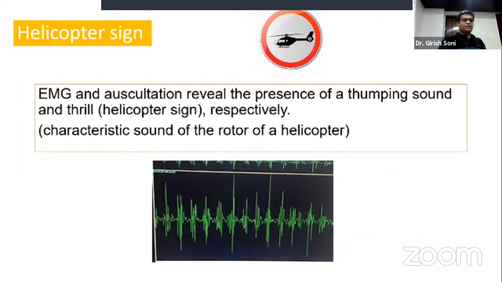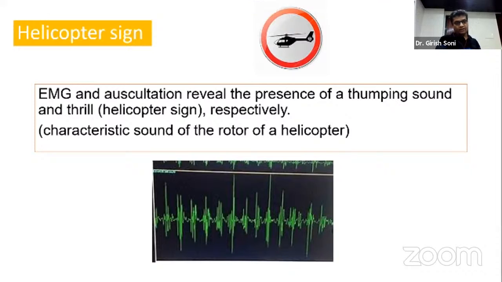If you do EMG or if you auscultate these muscles, the auscultation or EMG characteristically shows a sound like the rotor of a helicopter, and hence this is called the helicopter sign. So presence of the helicopter sign, either by auscultation or by EMG, is pathognomonic for orthostatic tremors.